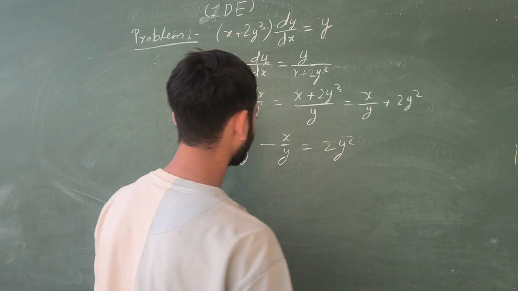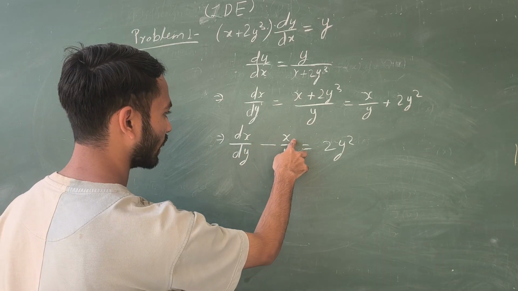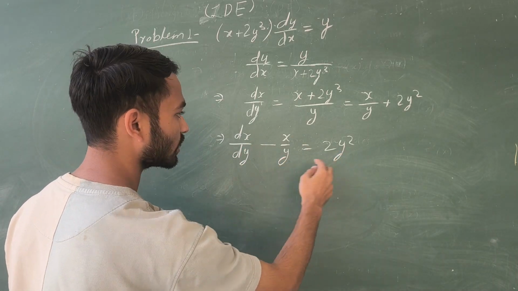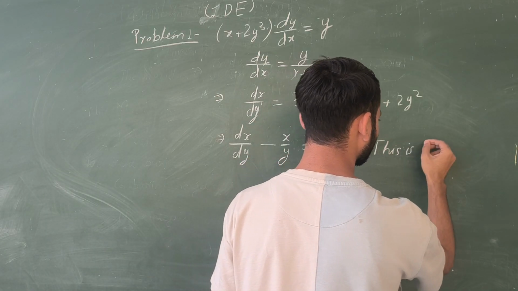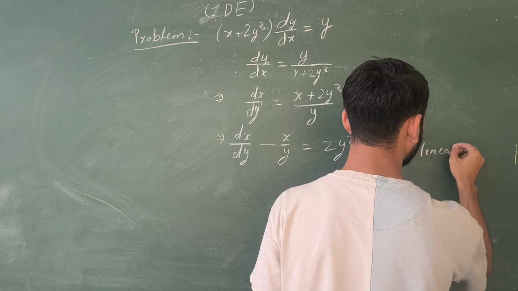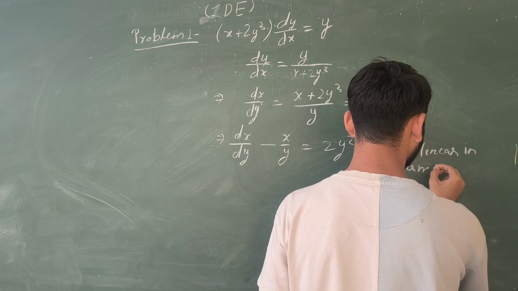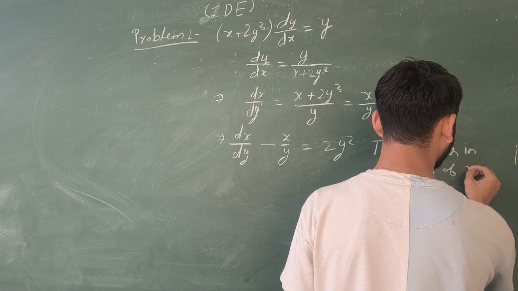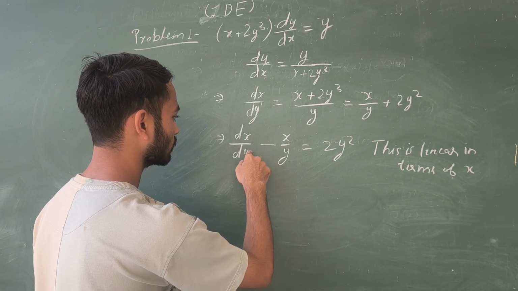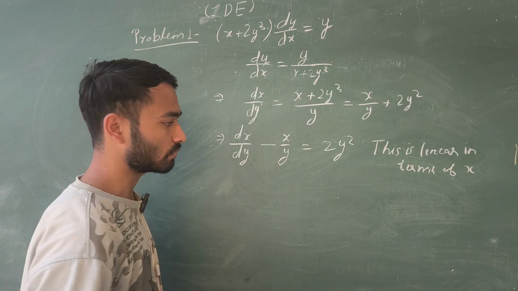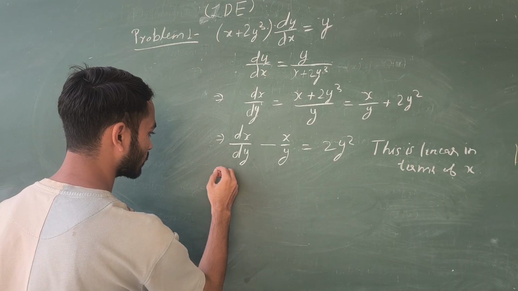Now, is it linear? Of course, because we have dx by dy, x by y, and this is linear in terms of x. Here our dependent variable is x and independent variable is y, right? So now we can apply integrating factor method.